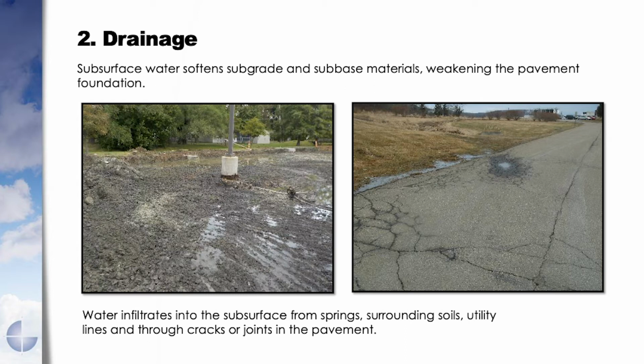The other aspect of drainage that's important to look for when trying to diagnose a premature failure is subsurface water. Water underneath the pavement, whether from springs, sometimes even leaks in water lines, will get into the sub-base stone, the sub-base soils, and cause softness. And with a soft base, our pavement will fail.